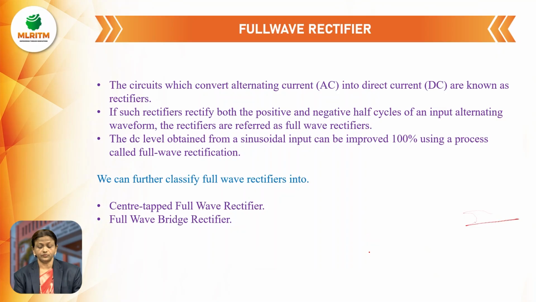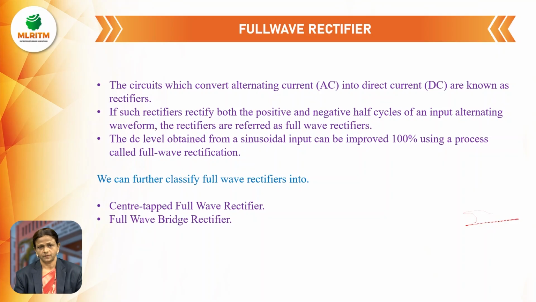Next one is the full-wave rectifier. So, what is meant by full-wave rectifier? Why do we go for this full-wave rectifier? By using the half-wave rectifier, only 40% of the AC signal is converted into DC. So, the remaining 60% contains the AC component. To overcome this problem, we go for the full-wave rectifier.